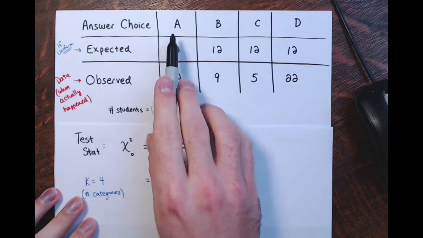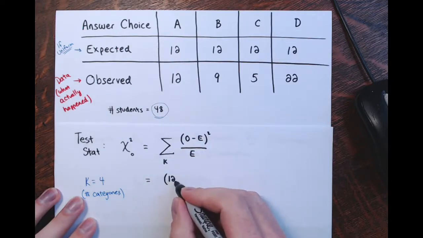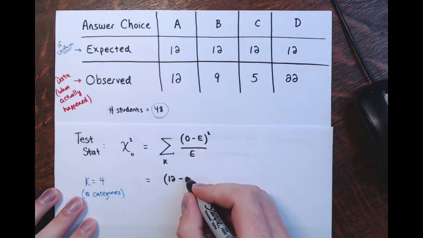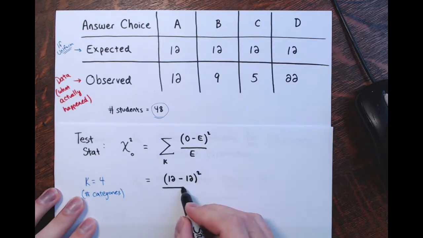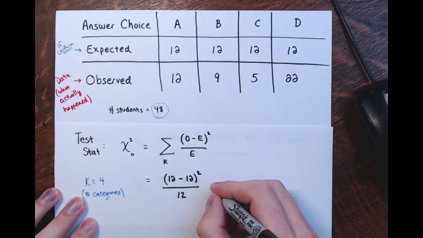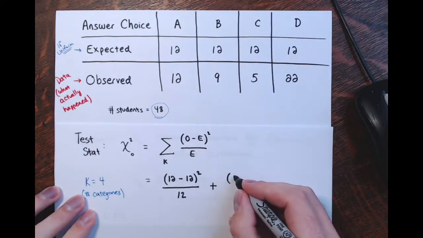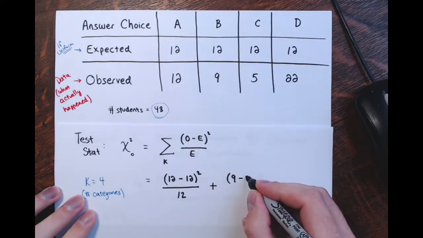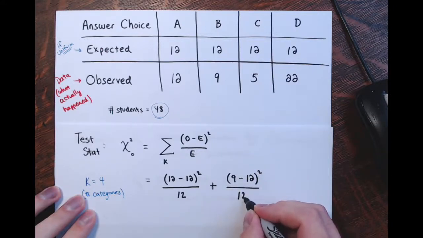So let's go one category at a time. For the answer choice of A, 12 students answered A, minus, and if it were uniform, you'd expect 12 to answer A. So I take 12 minus 12 squared divided by 12. All right, observed minus expected squared divided by expected for that first category, plus the same thing for the next category, the answer choice of B. 9 students actually answered B. Subtract the 12 you expected, squared, divided by 12.